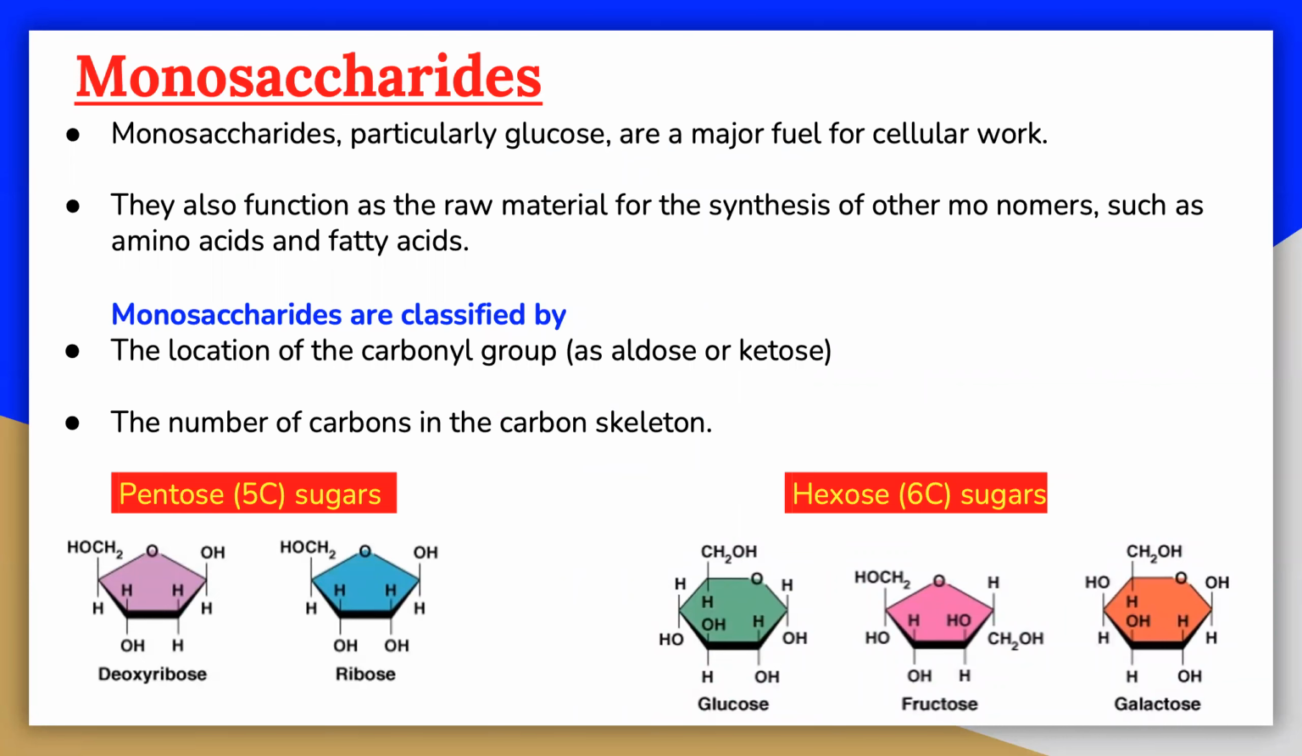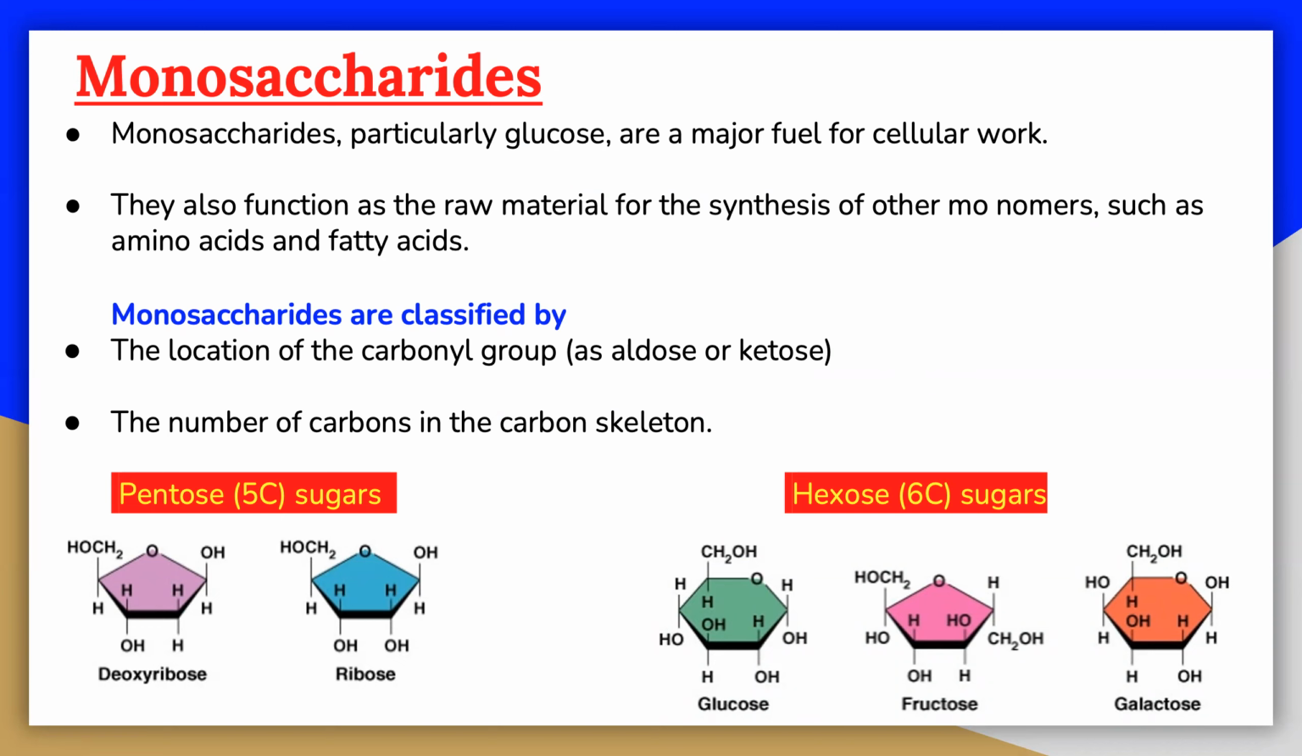Carbohydrates are classified according to size. The smallest carbohydrates are called monosaccharides. As the name implies, these are single sugar molecules. In monosaccharides, the number of carbons usually ranges from 3 to 7.